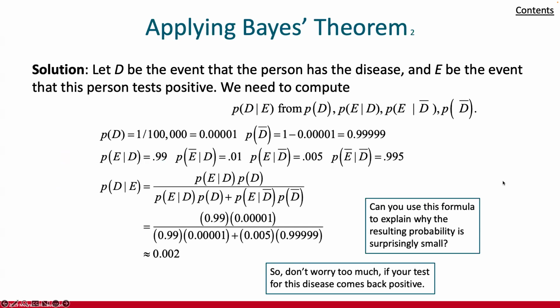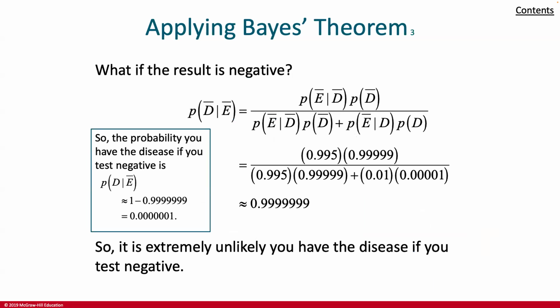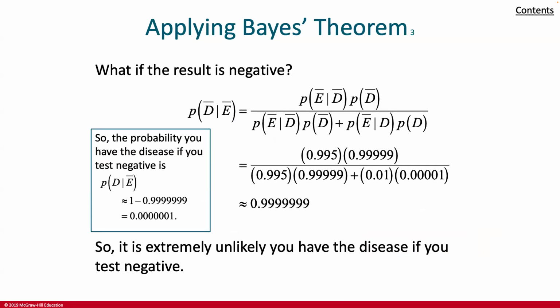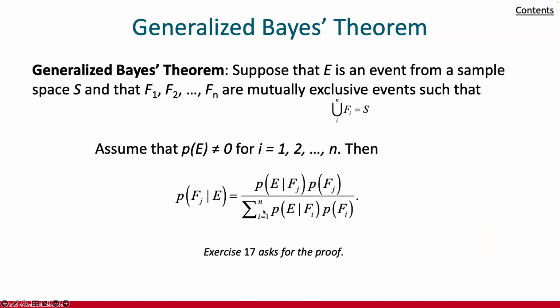So here is the solution, and you can see that these values are relatively small. So you could argue that it's a good testing method. This is if it's positive, and then if it's negative, and you can see that it's doing even better for the negative case.